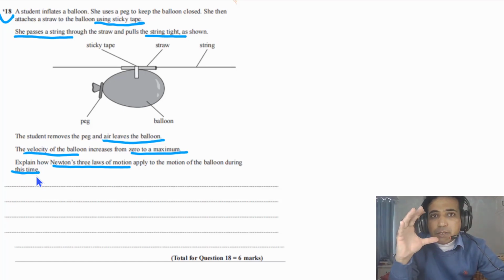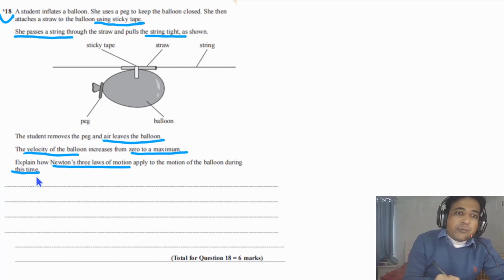This question is a very important one, and when you write down your answer, you have to write it in a systematic way. It means the steps have to be written in an order, not in a random way. So it's very important that you organize your thoughts. First of all, if you look at this balloon, it is given that the student removes the peg and air leaves the balloon. So when the student removes this peg, air will go this way. So this is the direction of air.